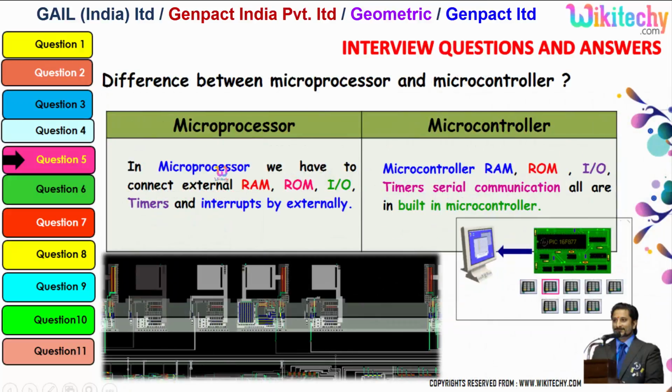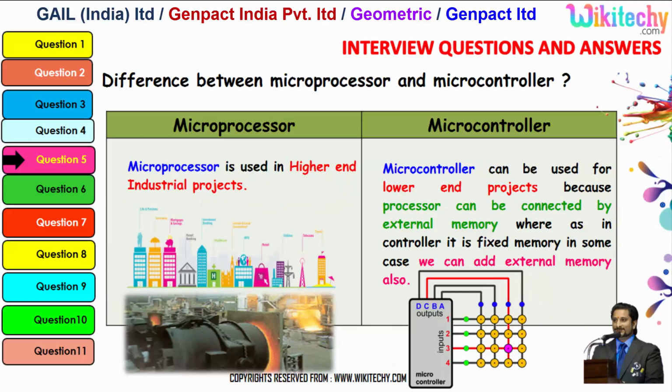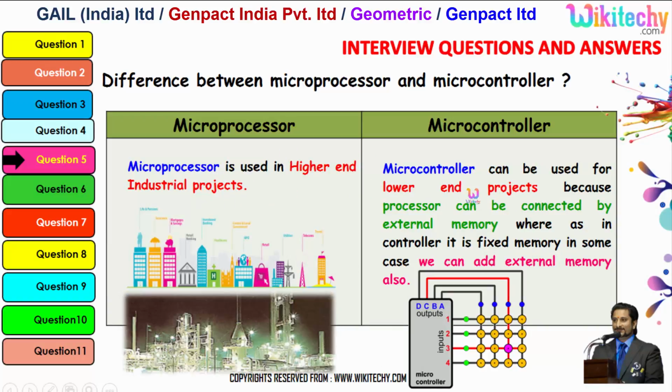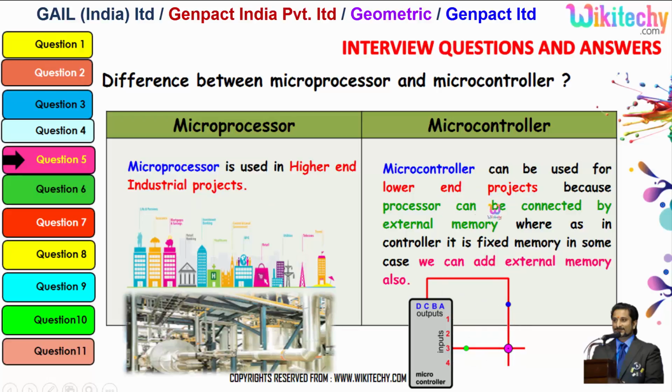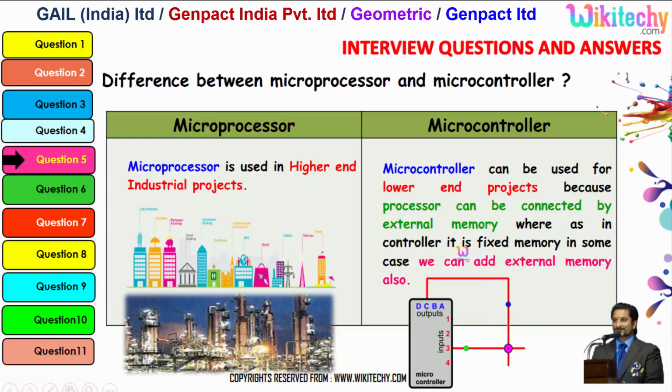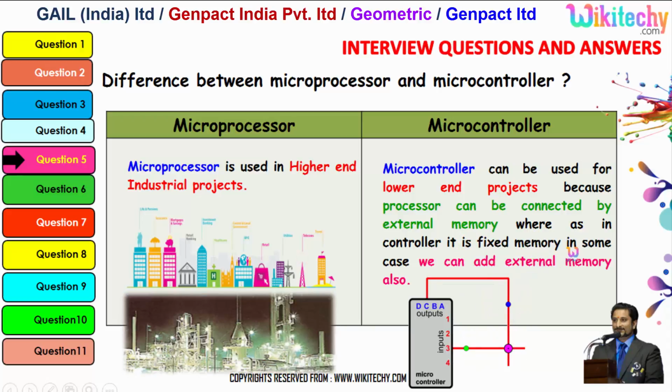In a microprocessor, we'll have external RAM, ROM, IO, timers and interrupts externally. Whereas in a microcontroller, RAM, ROM, IO, timer, serial communication, everything is inbuilt. So a microprocessor is used in high-end industrial projects, whereas microcontrollers can be used for low-end projects, because a processor can be connected to external memory, whereas the controller has fixed memory in some cases, though we can add external memory also.